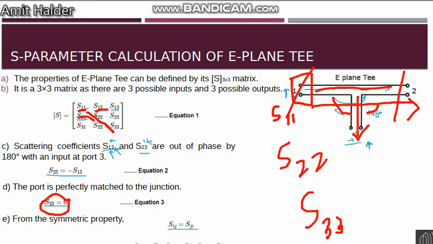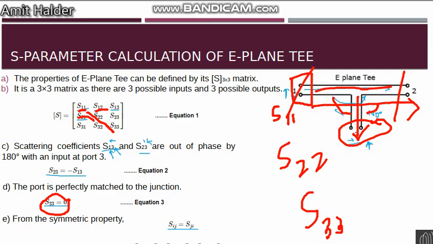Another thing is that there may be S23, S13, whatever else, but there will be no power in S3. That means no power is applied through the third port. If you don't apply any power in the third port, the self port, the number 3 terminal, it will be a perfectly matched junction.